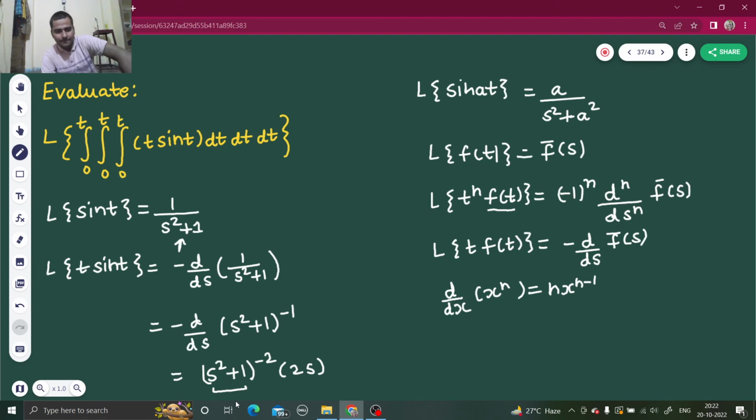So first step, find Laplace of sine t. Then the multiplication by t property, which says put a minus sign and differentiate with respect to s of f bar s. Then comes the 0 to t integral, where the number of times you integrate, here 3 times, is how many times you divide by s. That's it. That's how simple it is.